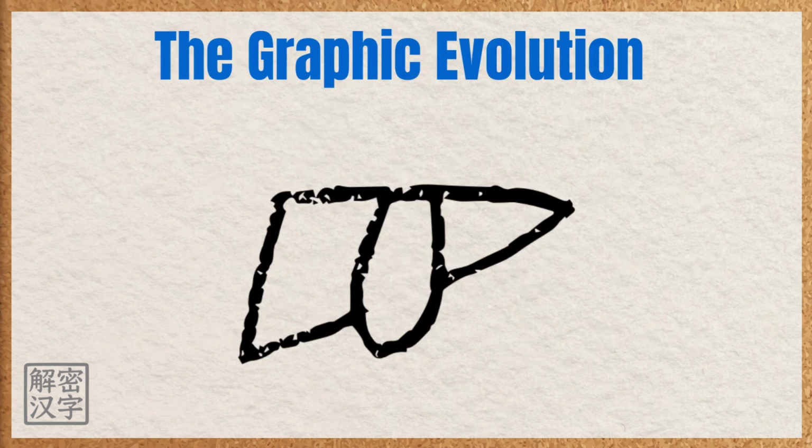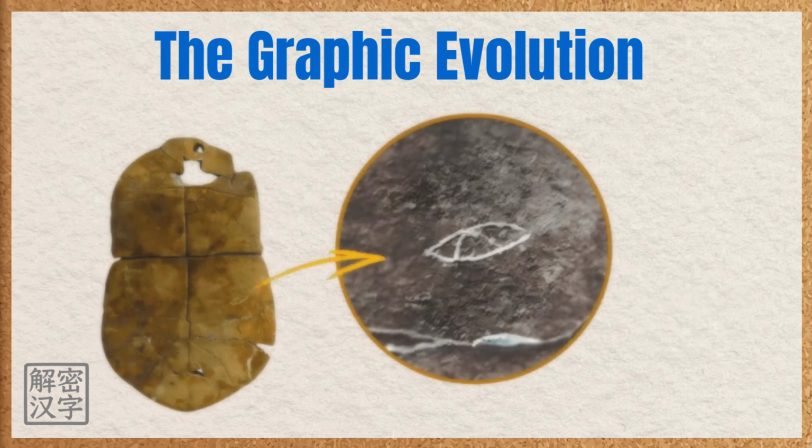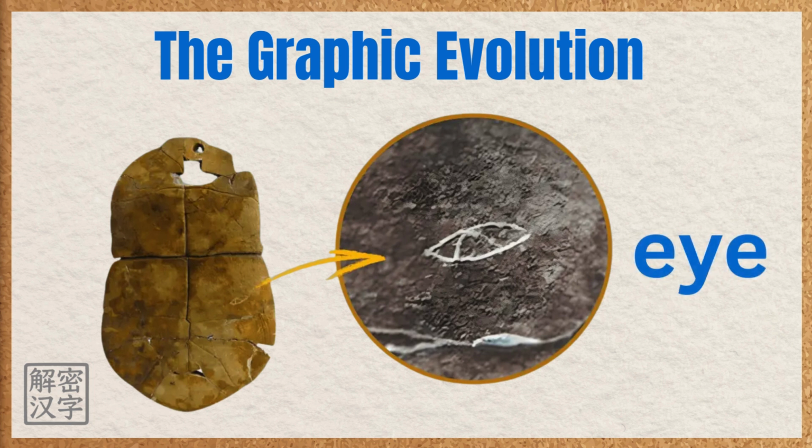In ancient oracle bone script, there was a symbol pronounced mu. Take a closer look. Doesn't it look a lot like an eye? You can almost imagine someone thousands of years ago carving a simple drawing of an eye onto a piece of bone or turtle shell. And you're absolutely right, this ancient symbol represents the meaning of eye.